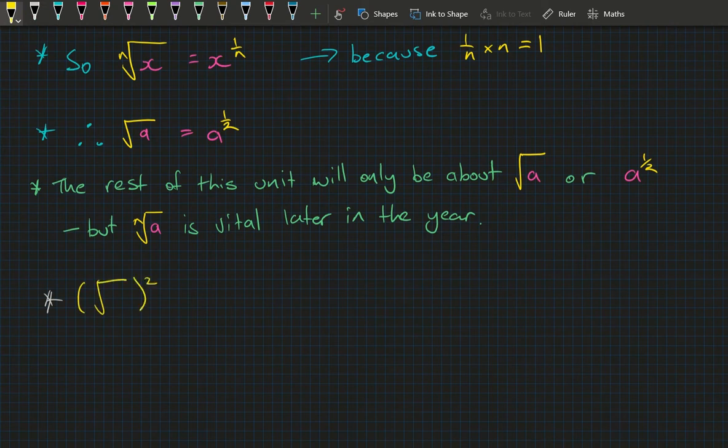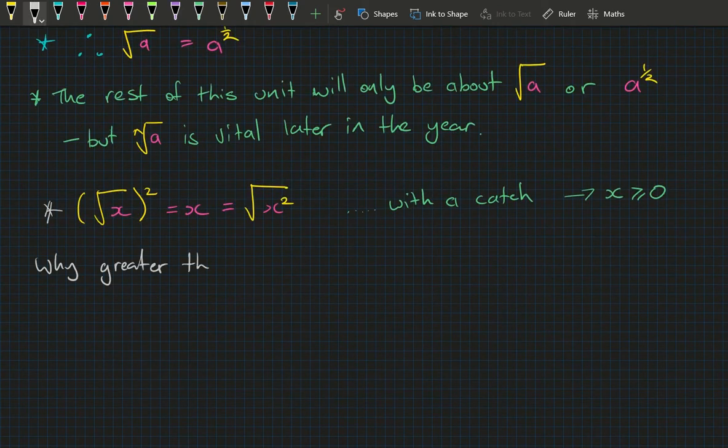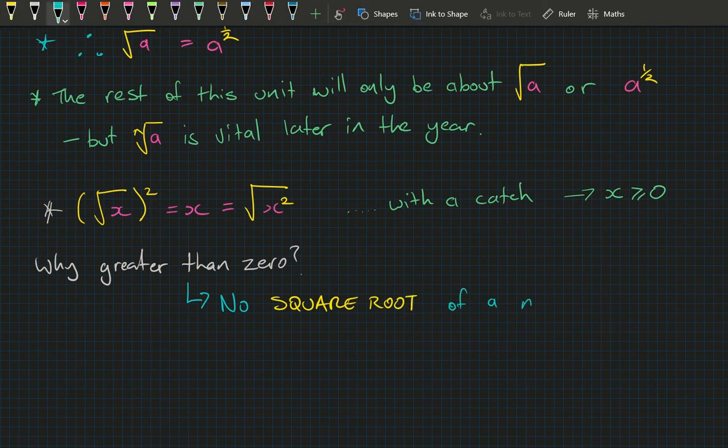Rewriting the expression we used about the third index law in relation to square roots, we still get the same result, but there is a catch, and that is x has to be greater than or equal to 0. So the question is, why greater than or equal to 0? Well, this is because there is no square root of a negative number.